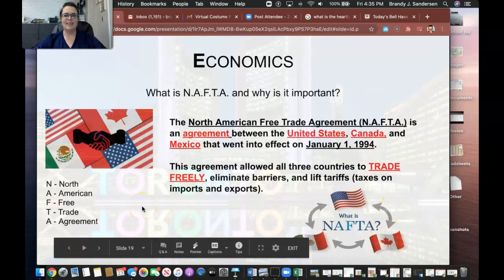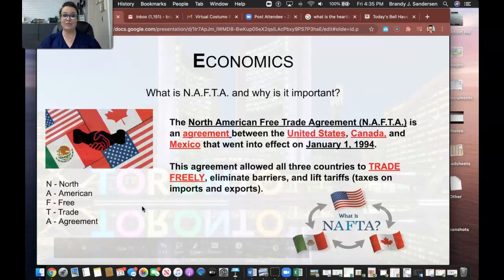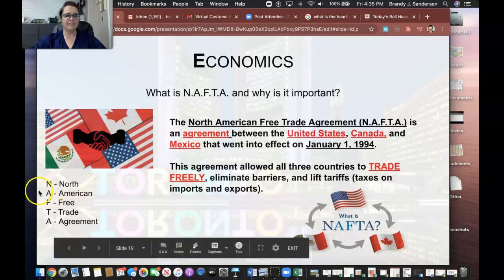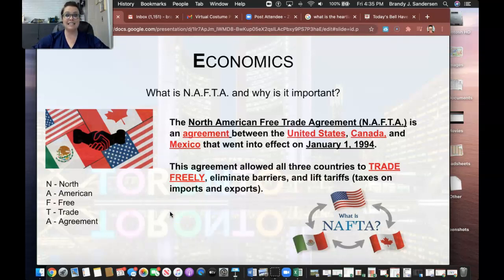What is NAFTA and why is it important? NAFTA stands for the North American Free Trade Agreement. It's an agreement between the United States, Canada, and Mexico that went into effect January 1st, 1994, not that long ago. This agreement allows the three countries to trade freely, eliminate barriers, and lift tariffs, which are really taxes on imports and exports. So this is a nice thing for us to have with Canada and Mexico. You need to remember this because we are going to talk about it. Make sure you pause this video to take down any notes.